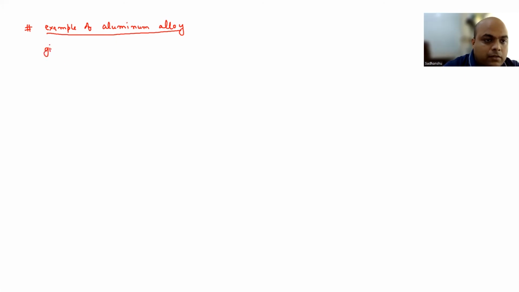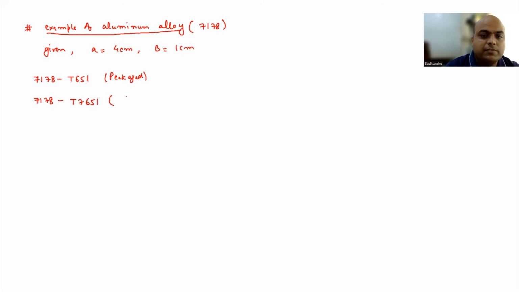So you have been given A equal to 4 centimeter, B equal to 1 centimeter. And now you are talking about aluminum alloy, which is 7178. Okay, so it's a 7 series aluminum alloy. And we are using two tempers. One is 7178 T651 and another one is 7178 T7651. So one is the peak aged, so this one is your peak aged. And this one is towards the higher side, so overaged. Okay. So K1C in these two conditions are going to be different.